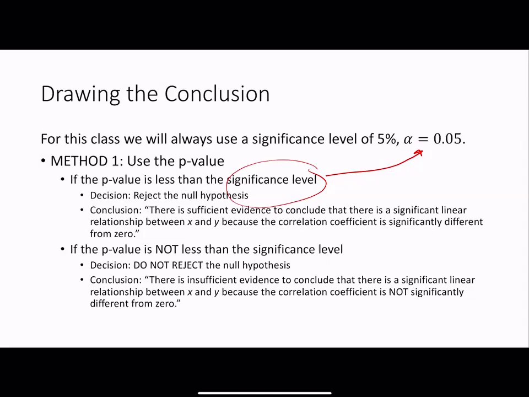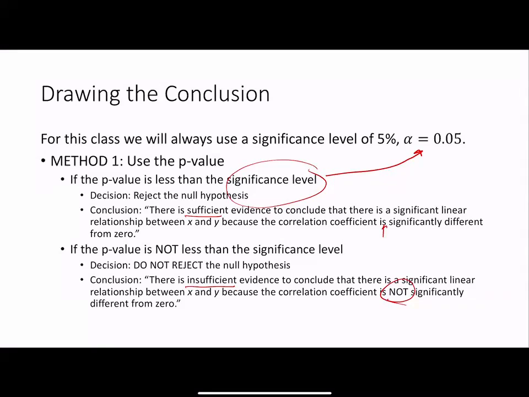If the p-value is not less than the significance level, so if the p-value is greater than 0.05, then you do not reject the null. And the main thing that changes is that you would say that there is insufficient evidence, compared to sufficient, and that the correlation coefficient is not significantly different from 0. This one says that it is. Those are two things that change.